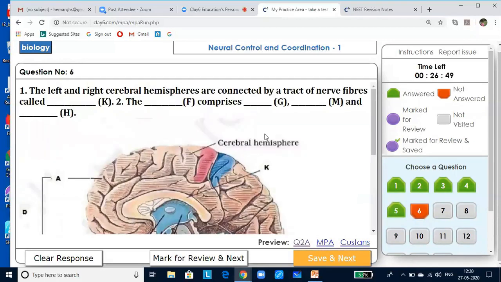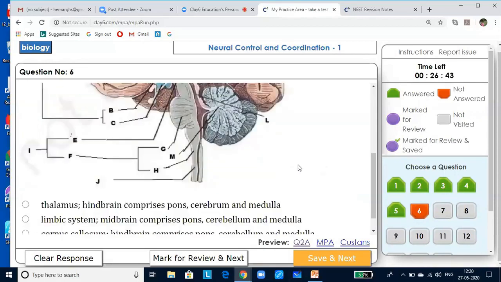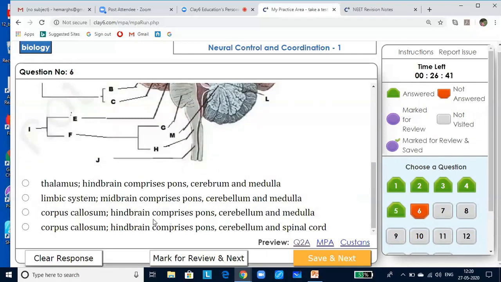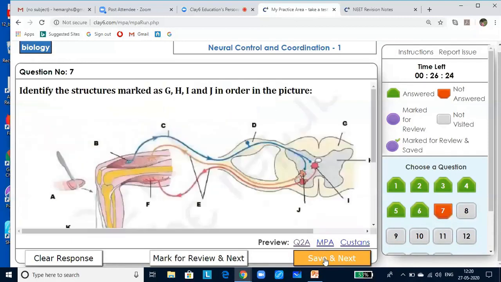The left and right cerebral hemispheres are connected by a tract of nerve fibers called the corpus callosum. So you know that it is made up of corpus callosum. And hindbrain comprises pons, cerebellum and medulla. So here they have changed it to spinal cord. So be careful with the choices. It will be very tricky in your exams. So that is the answer.